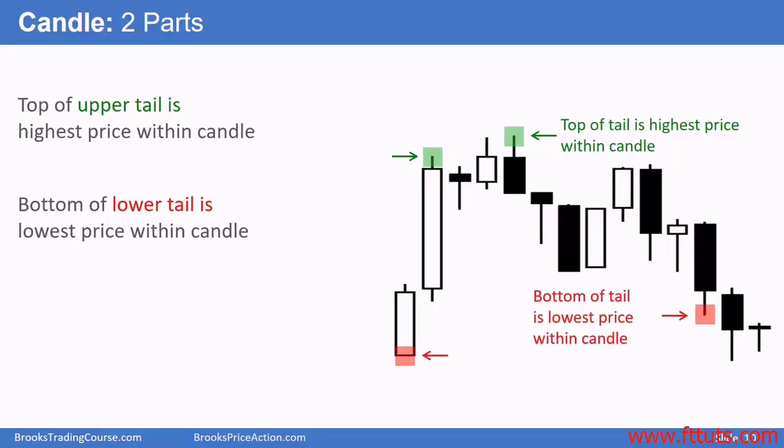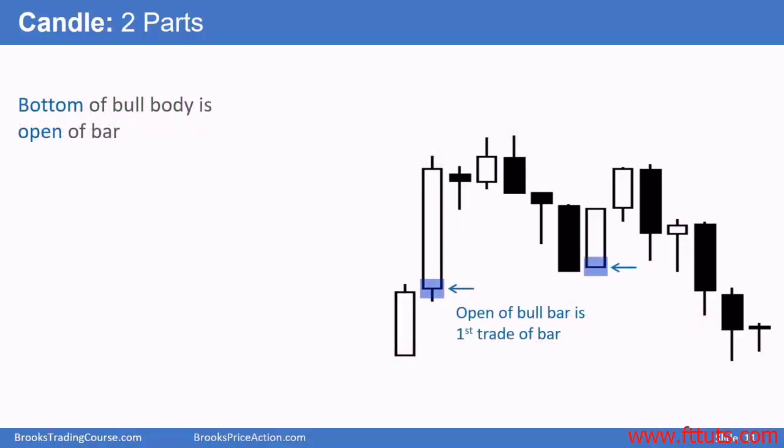Some bars don't have any tails. For example, here's a bull bar. There's no tail on the bottom. That means it opened on exactly the low of the bar, and the market never traded below the open of the bar. The open of the bar, in this case a bull bar, is the very first trade that took place. If this is a 5-minute chart, this is the first trade that took place as soon as the previous bar closed. And the close of the bar, the top of the white rectangle, is the final trade. And as soon as that trade takes place, another candle begins.